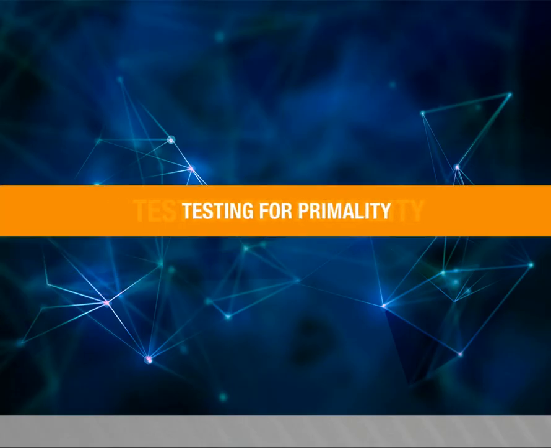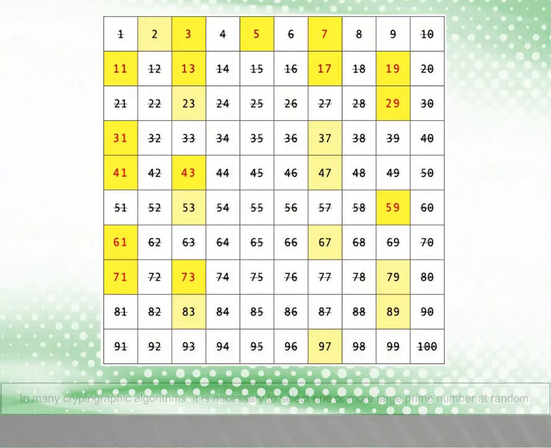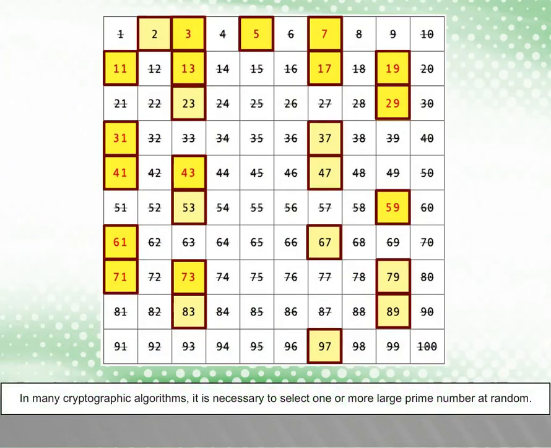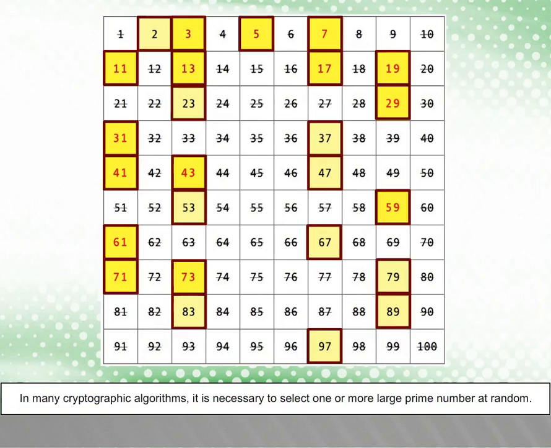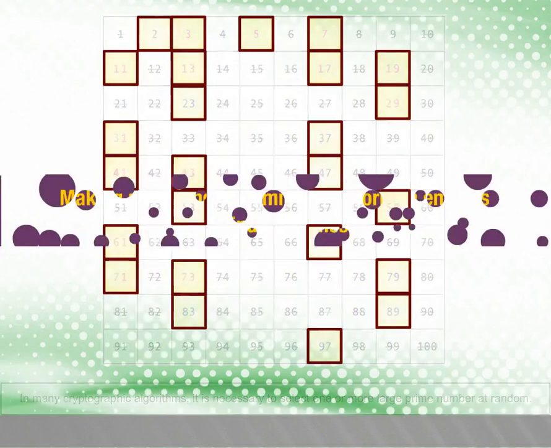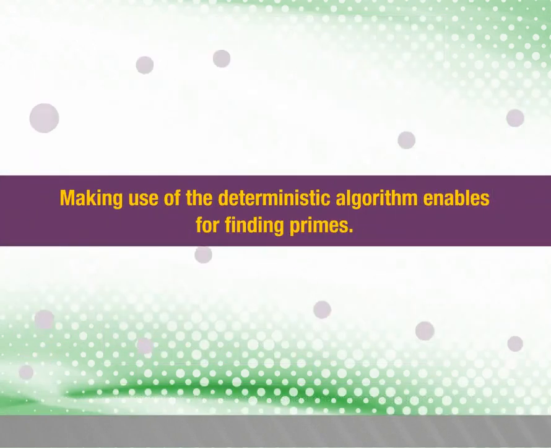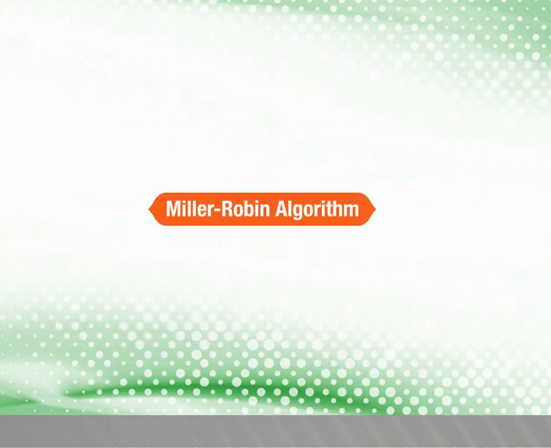Testing for primality. In this video, we are going to see about testing for primality. In many cryptographic algorithms, it is necessary to select one or more large prime numbers at random. Making use of a deterministic algorithm enables finding primes. Miller-Rabin algorithm.